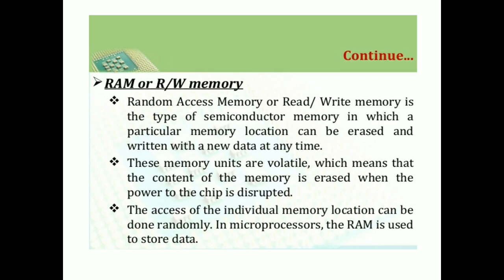So the next term is RAM or read-write memory. Random access memory or read-write memory is a type of semiconductor memory in which a particular memory location can be erased and written with new data at any time. These memory units are volatile, which means that the contents of the memory are erased when the power to the chip is disrupted.